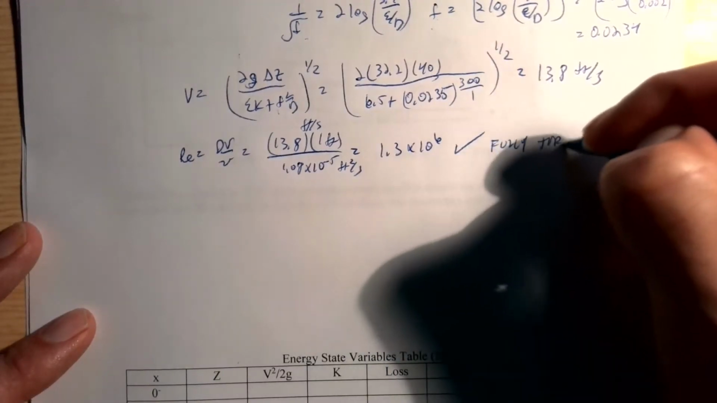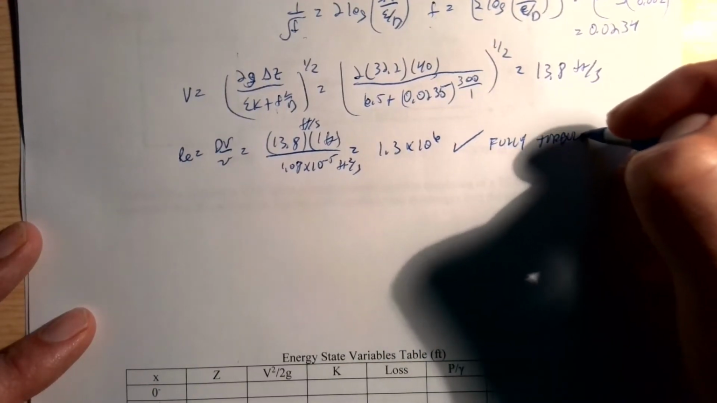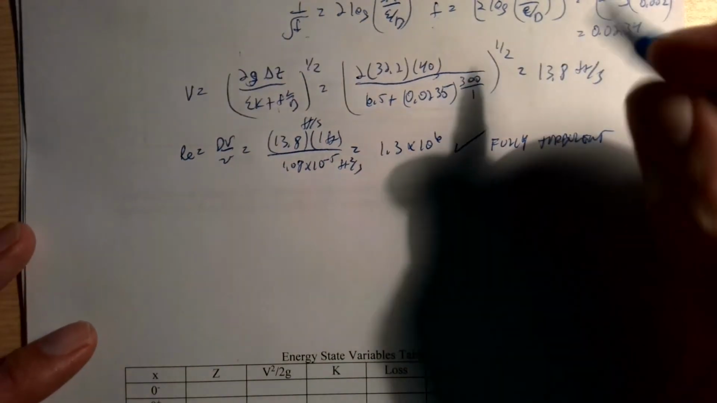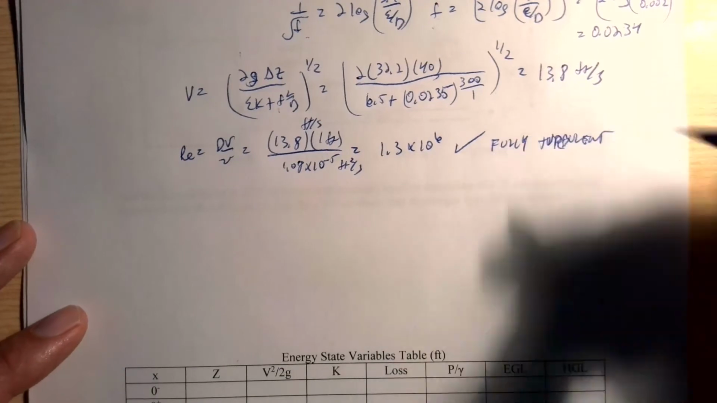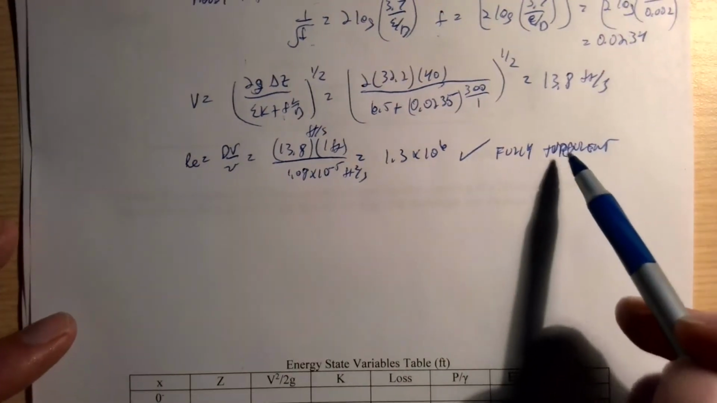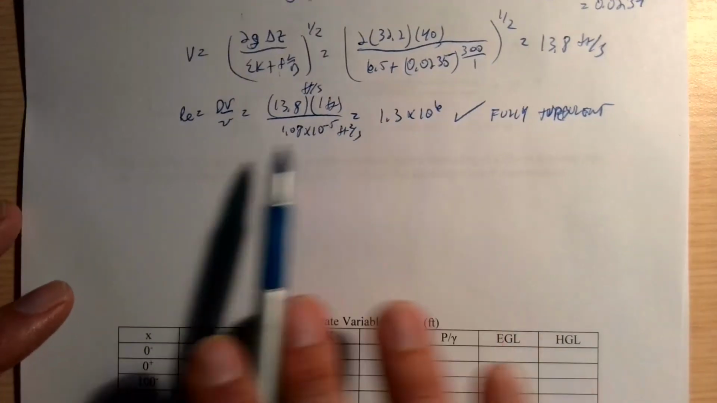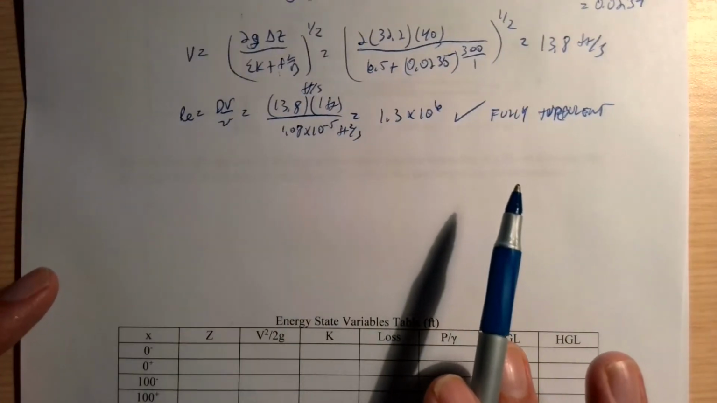Fully turbulent. This is what I would love to see on the test, that you explain to me what you did and show me that you understand the steps. Okay, so it is fully turbulent, and don't write fully turbulent if it's not, though. Make sure, I need to see that you know what you're doing. Okay, so that's the Reynolds, so we're good there.